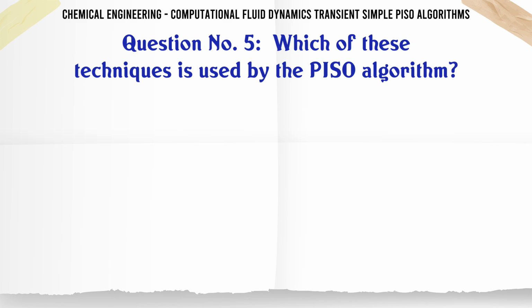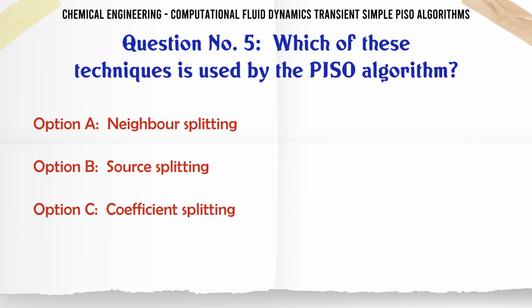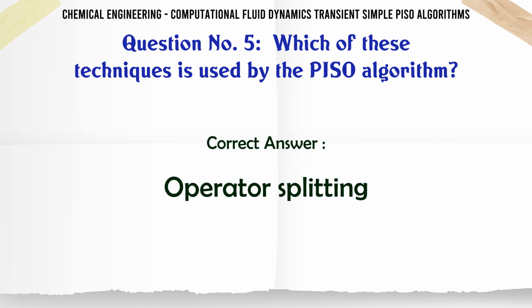Which of these techniques is used by the PISO algorithm? A. Neighbor splitting. B. Source splitting. C. Coefficient splitting. D. Operator splitting. The correct answer is operator splitting.